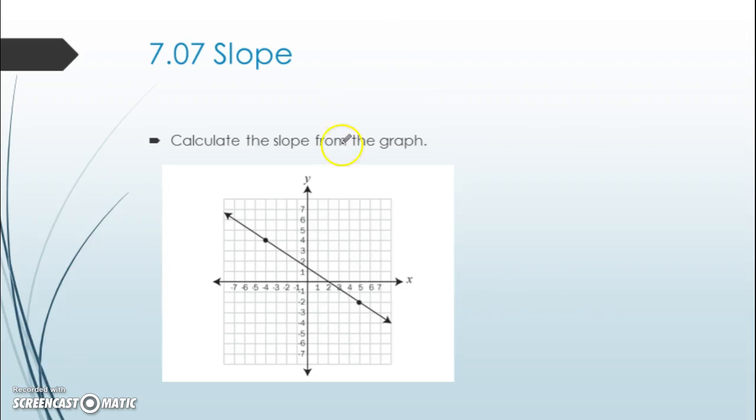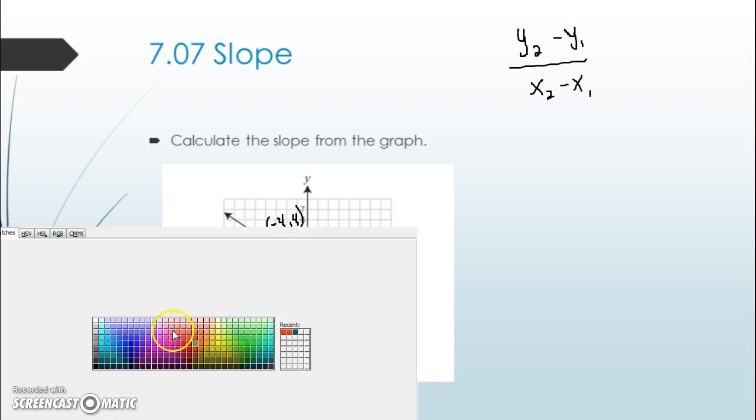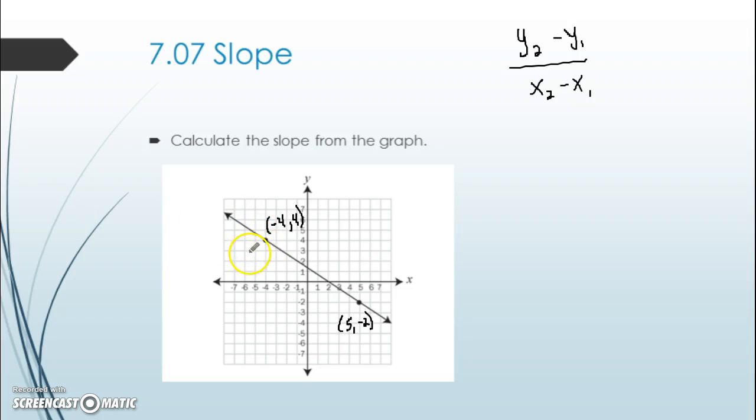One more example, if you want to calculate from a graph, you can either list the coordinates of the 2 points, so negative 4, 4 is this point, and this one is 5, negative 2. So you can use your slope formula where it's y2 minus y1 over x2 minus x1, or you can simply count the distance between those 2 points on the graph and then simplify your fraction.